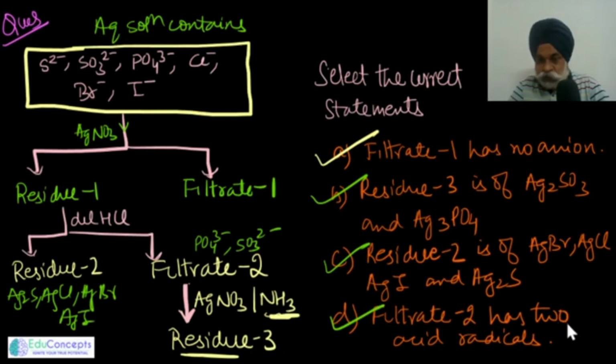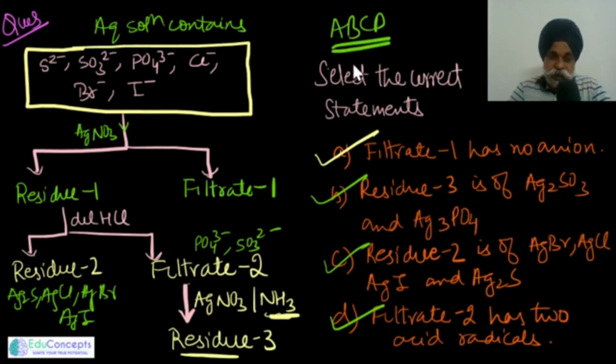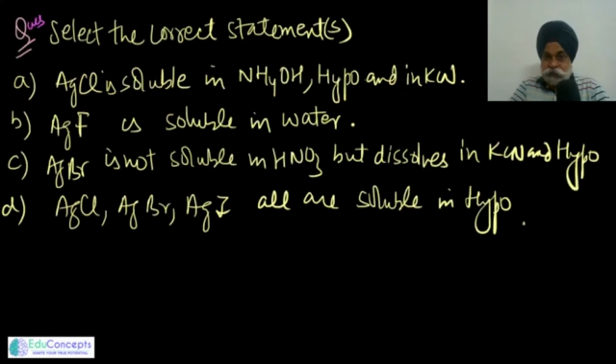Filtrate 2 has 2 radicals. Yes, it is having 2 radicals. Yes, this also is a correct one. So in this particular question, the answer would be A, B, C, D. So this is a typically important question to remember. So coming on to the next problem.